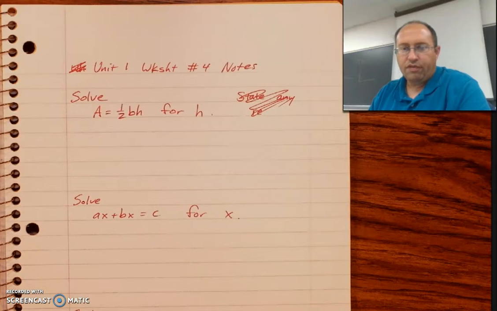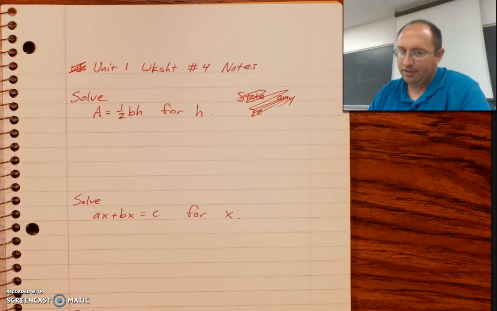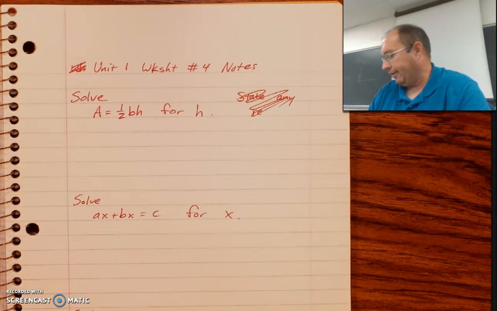Alright guys, I want to go over a few different examples that you will see on Unit 1 worksheet number 4. You are solving for a singular variable, and you'll be instructed on which variable to solve for. Now, when you get the worksheet, there are all different types of variables and all different types of equations, but you'll be told which one to solve for.